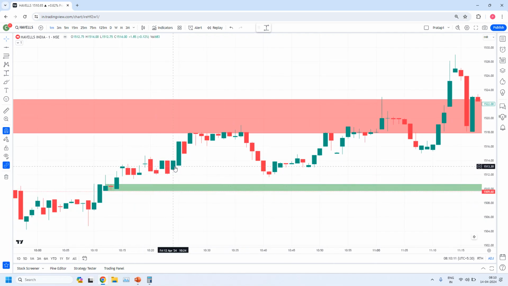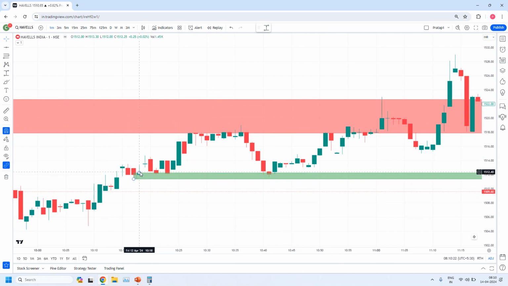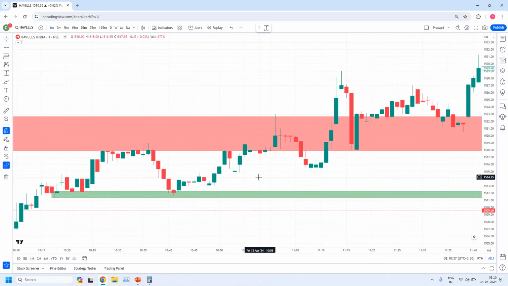And the next one is a rally base rally. This is the one. Sorry, not rally, drop. Drop base rally. So this is the hidden zone. See how many times. This is a 1 minute zone. See how many times it supported. How it held the prices.